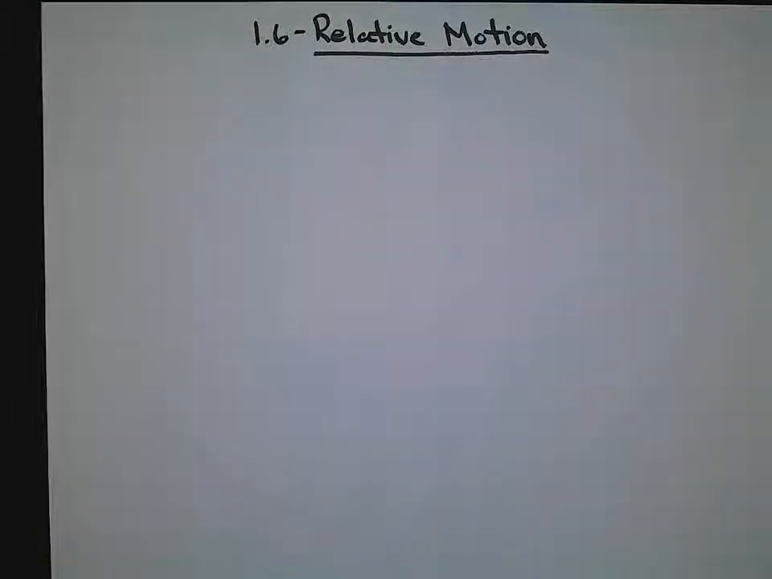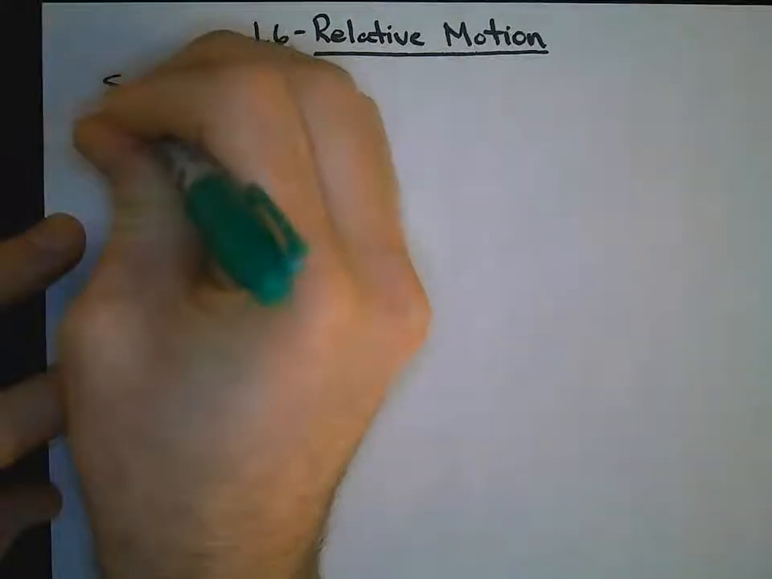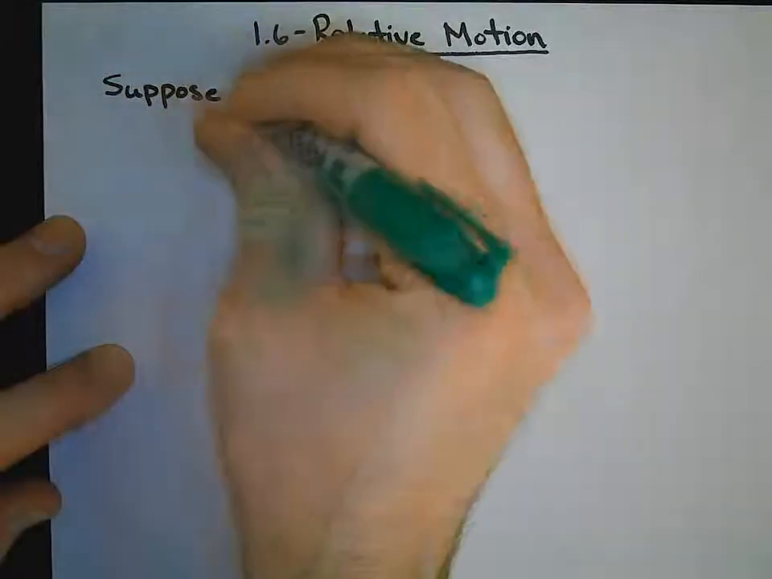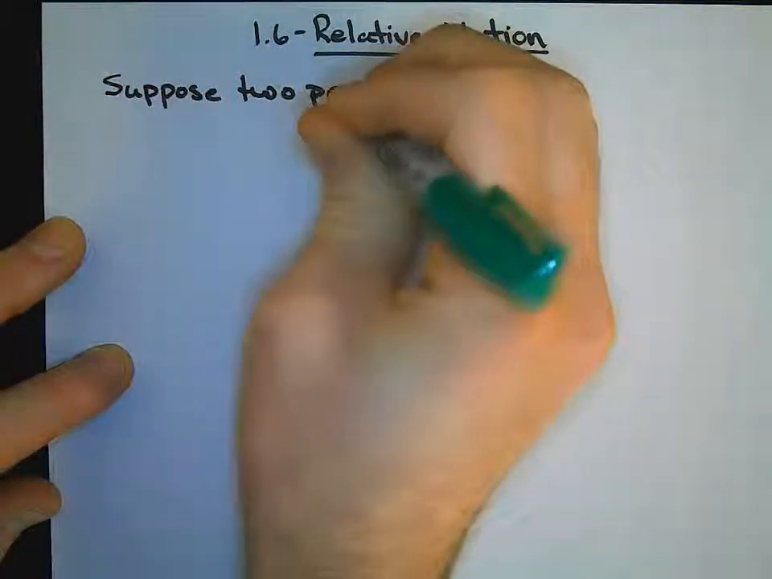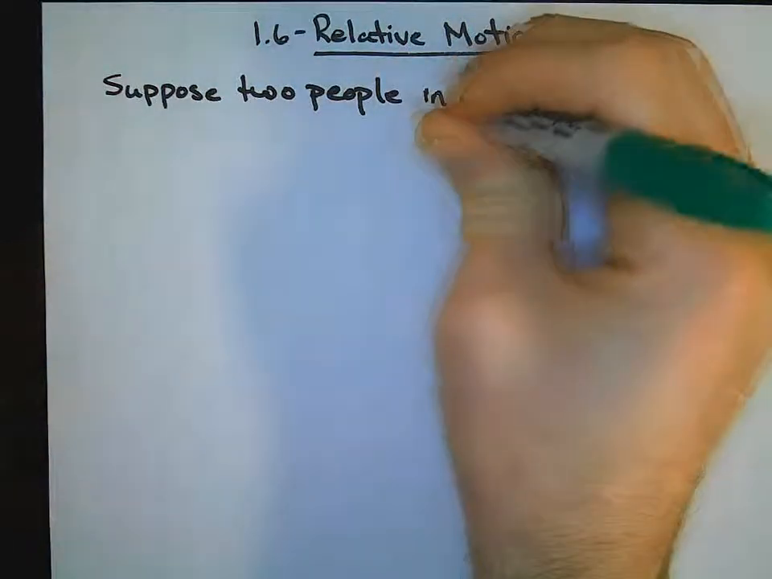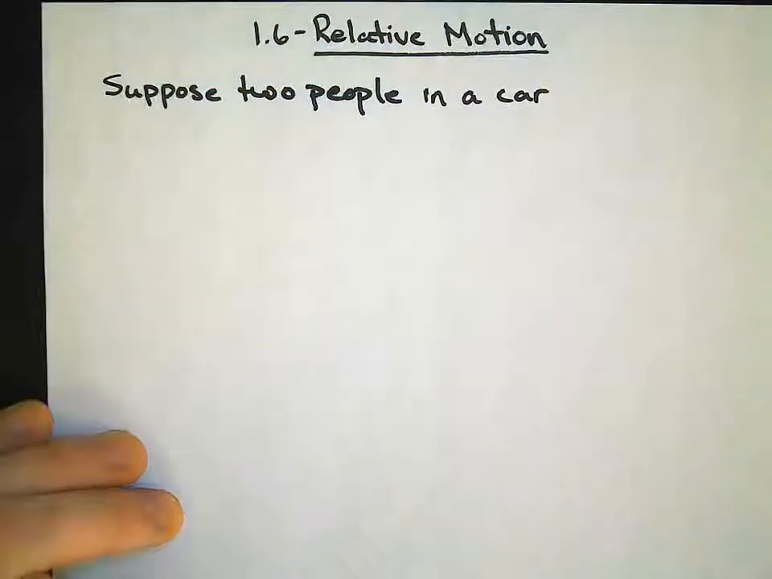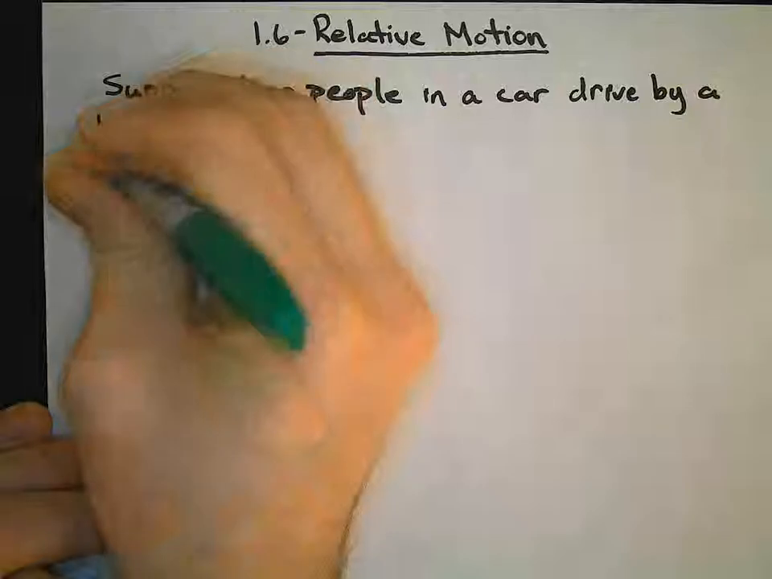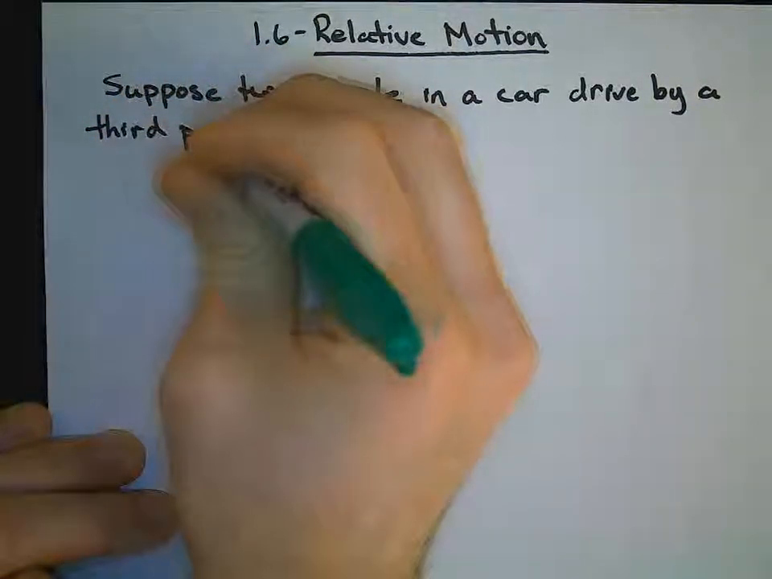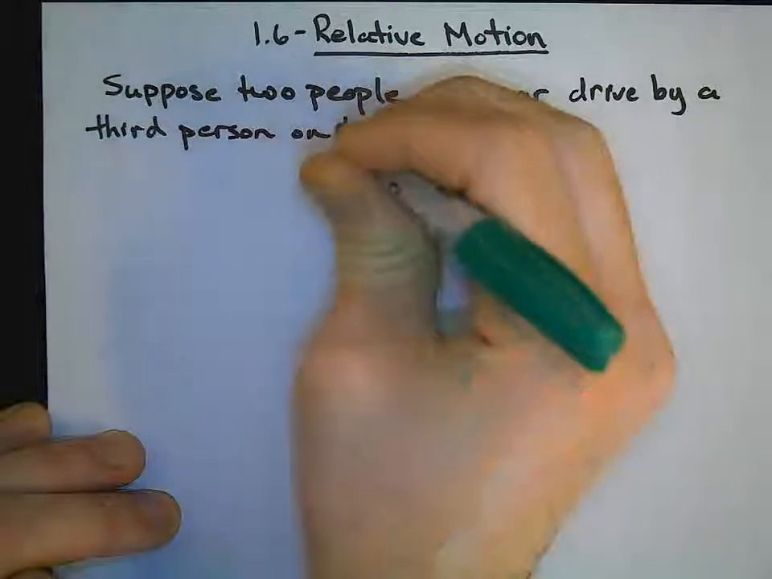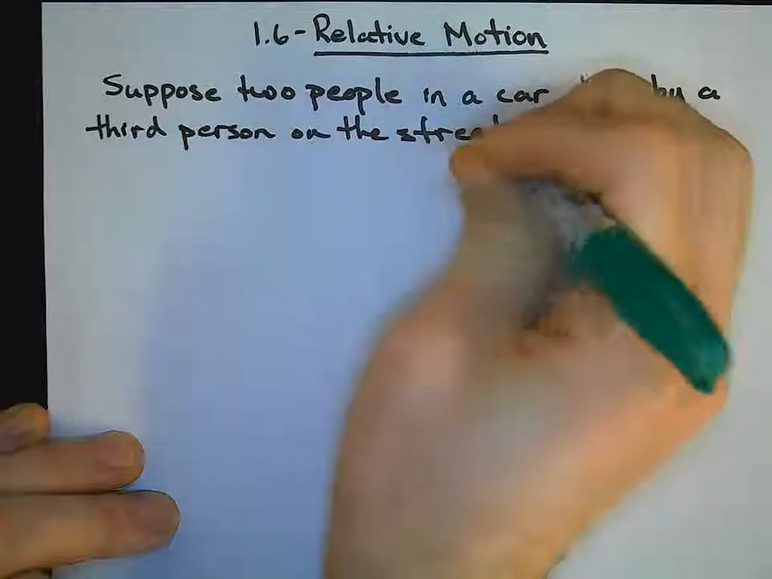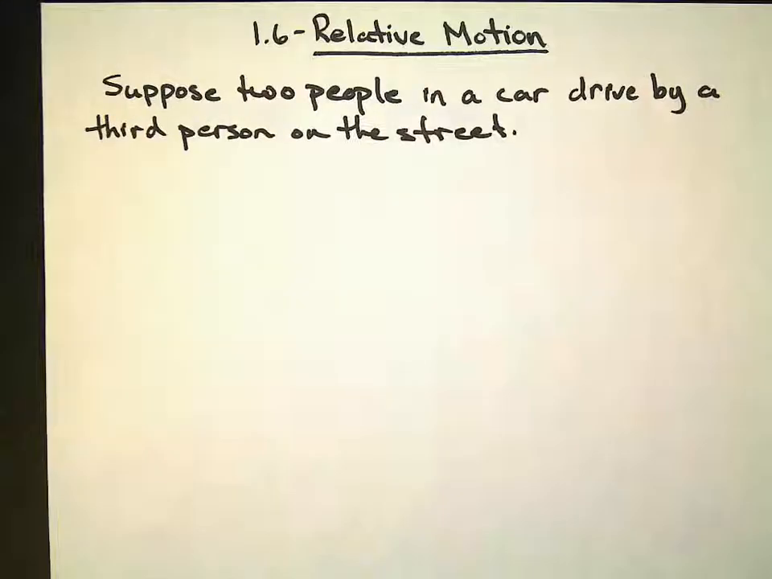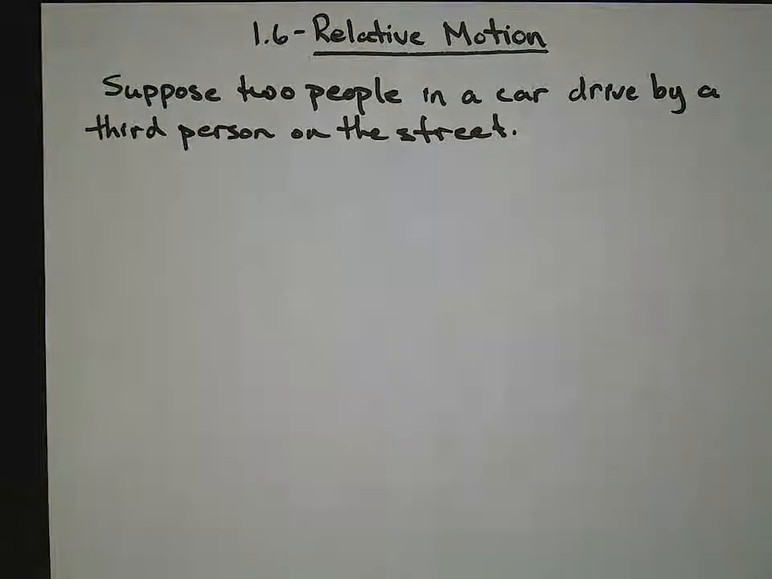Let us begin our next section on relative motion with a scenario. Suppose that we have two people riding in a car and they drive by a third person who is on the street. How can we describe each of these separate velocities? That's what we're looking at when we're describing relative motion.